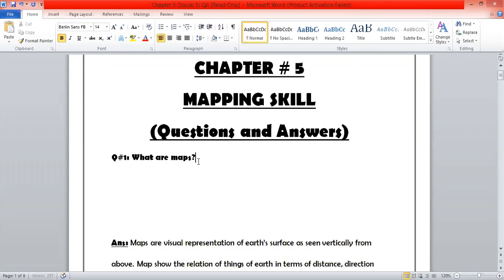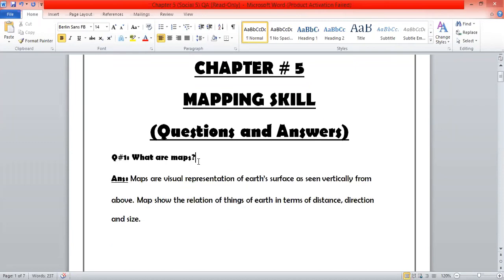Now let me show the answer. Maps are a visual representation of Earth's surface as seen vertically from above. Maps show the relation of things on Earth in terms of distance, direction, and size. So maps are just the representation of Earth's surface. It means that we can see the surface of Earth on the map from above. Maps show the things of Earth in a relationship.